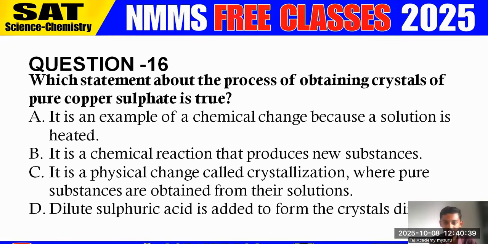Then we will move on to question number 16. Which statement about the process of obtaining crystals of pure copper sulfate is true? In the previous question also I explained obtaining crystals. It is nothing but a physical change. It is called crystallization, where pure copper sulfate is obtained from its solution. If it is in the solution phase, it will come to the solid phase through the process called crystallization. It is a physical change.